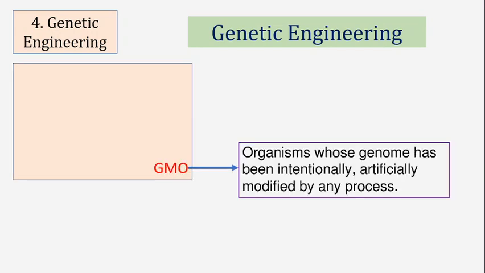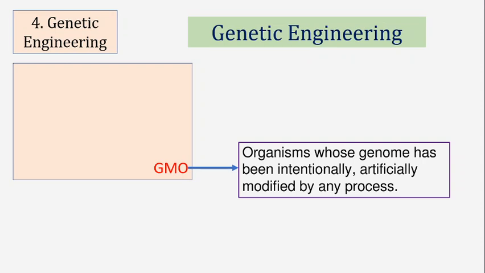So let's start with the concept of GMO. What is called GMO? GMO stands for genetically modified organism. That means organisms whose genome has been intentionally, artificially modified by humans by any kind of process. We can apply different kinds of methods and techniques to genetically modify an organism. So any organism that has been artificially, intentionally genome modified is called a genetically modified organism, or GMO in short.